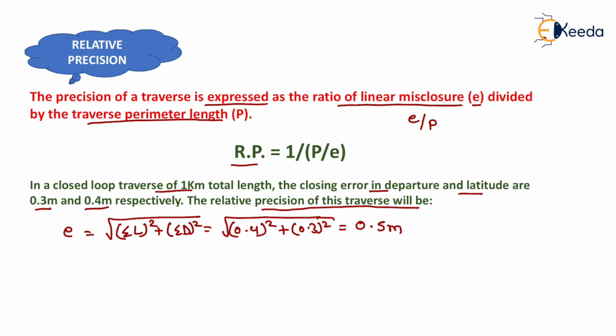Now for finding the relative precision, we have to write it by the value, that is 1 by P by E. Now the perimeter of the traverse is 1 kilometer, so we will convert it in meter, that is 1000 meter, and the value of E is 0.5 meter. So we will get the relative precision as 1 by 2000. In this way, we can determine the relative precision of a particular traverse.